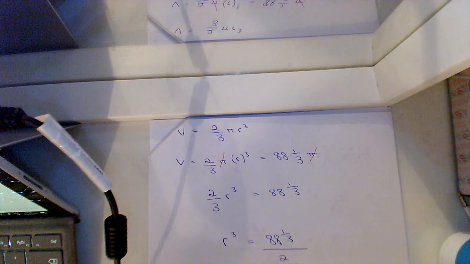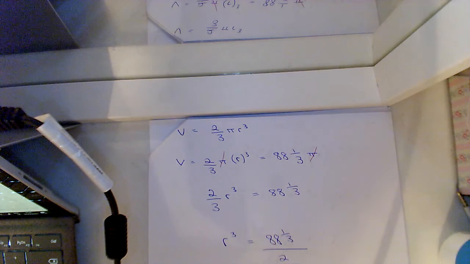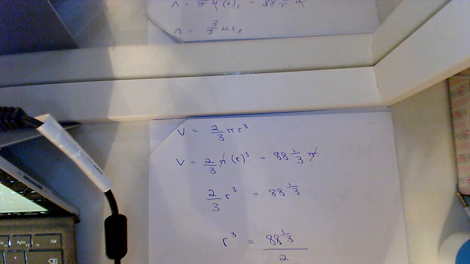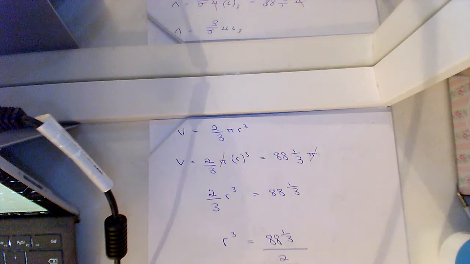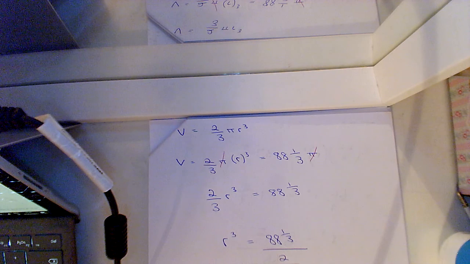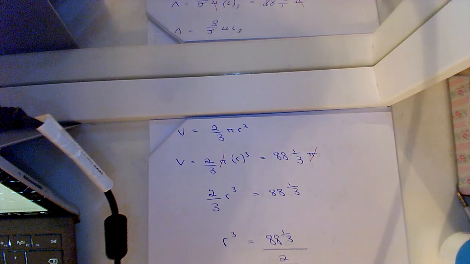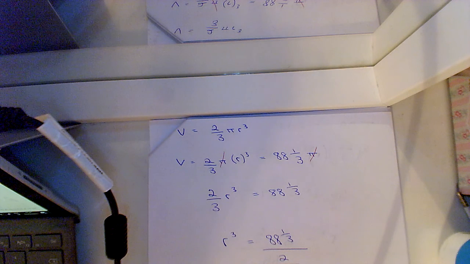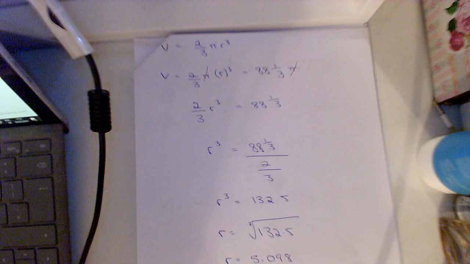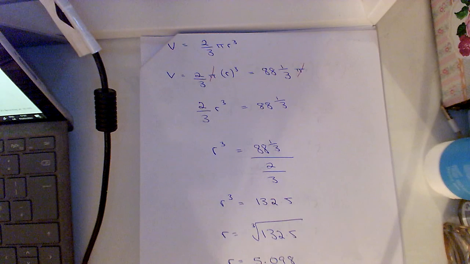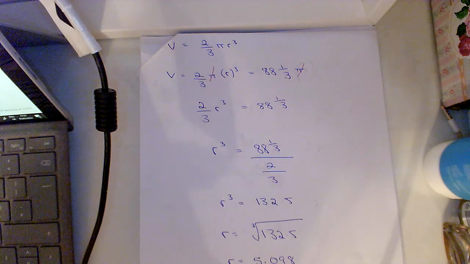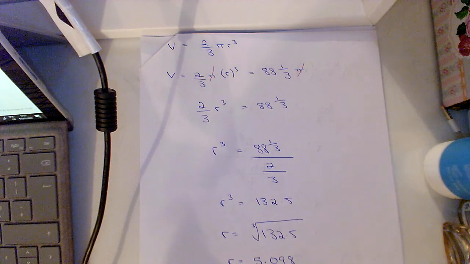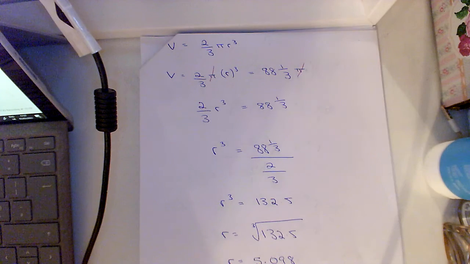pi. I divide across by pi, and I'm left with 2 over 3 r cubed is equal to 88 and 1/3. I get r cubed on its own by dividing across by 2 over 3, and I get r cubed is equal to 132.5 when I put that into my calculator. Then I want to get the cube root of 132.5, and I get r is equal to 5.098, and I get my radius is equal to 5.